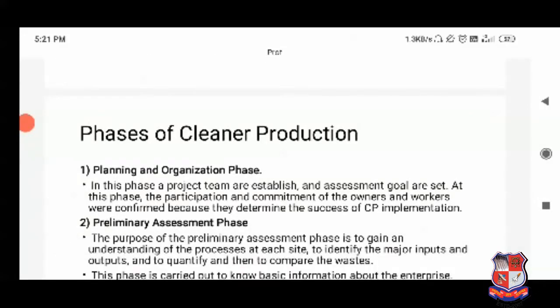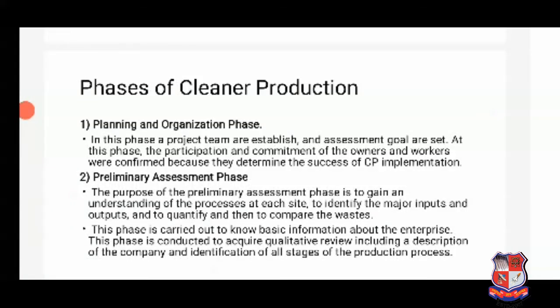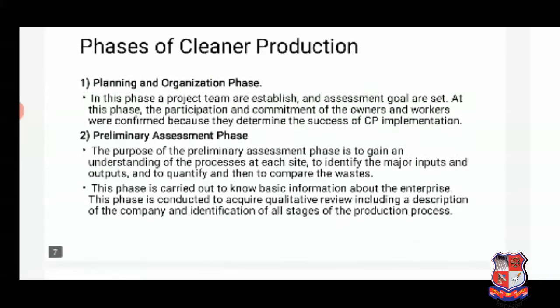We see the phases of cleaner production. The first phase is the planning and organization phase. In this phase, the project team is established and assessment goals are set. In this stage, participation and commitment of owners and workers are confirmed because they determine the success of cleaner production implementation.